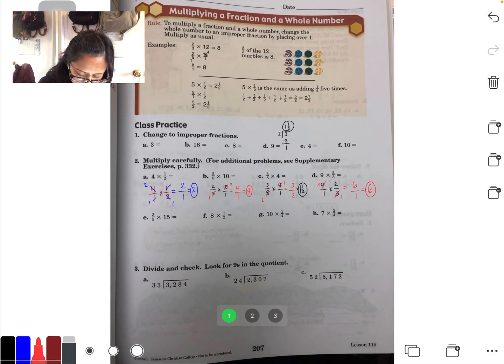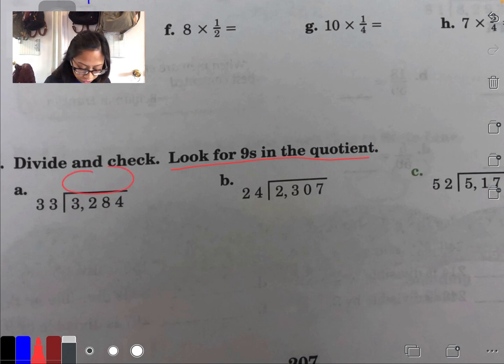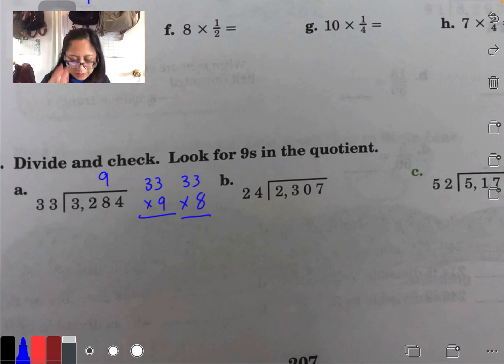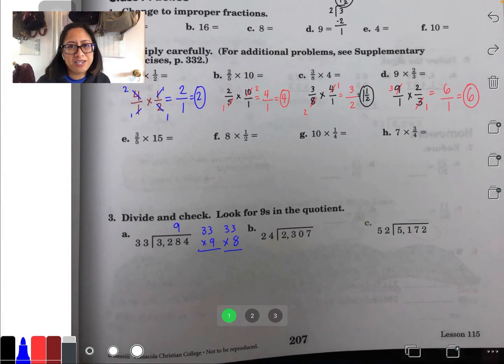All right, so your seat work is to do 3. 3 is very interesting because they give you a big hint. Look for 9s in the quotient. The quotient means the answer. So this is your quotient. So what they're saying is, start with 9. Okay? Start with 9 and multiply that. And if that doesn't work, then just go down a number. But what they mean here is look for 9s in the quotient. They're basically saying, start with 9, and if it doesn't work, just keep going down. But if you still have questions, you can ask me at our Zoom meeting.